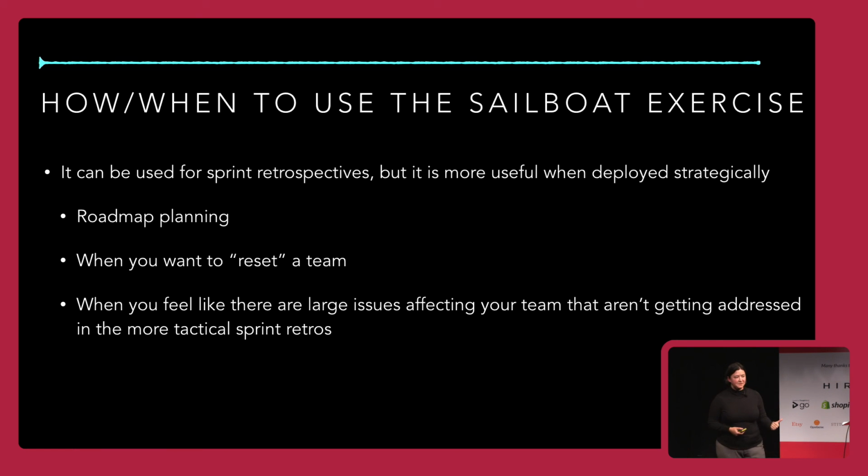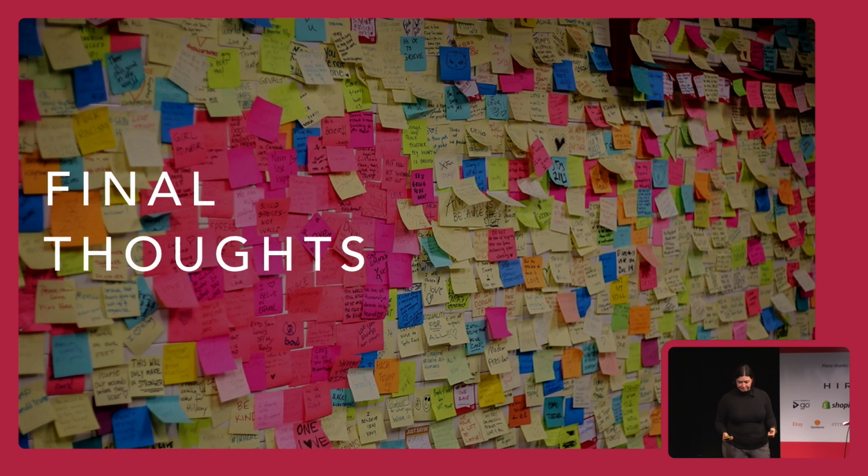Again, with the other types of sprints, sometimes you'll surface very nitty-gritty tactical things, like let's rename how we label our Git branches and things like that. Those are all important things to do, but sometimes you want to talk about much bigger issues, so the sailboat can really draw that out.